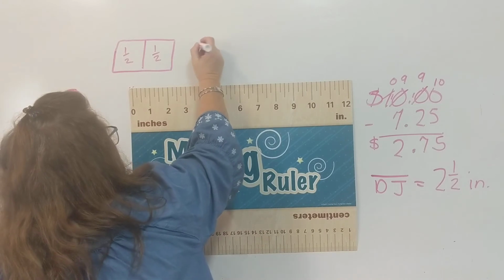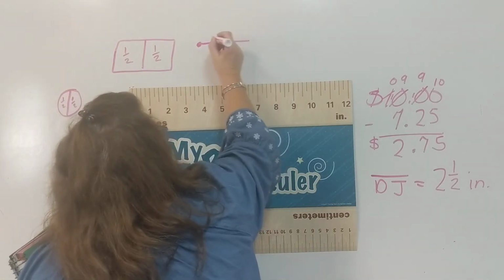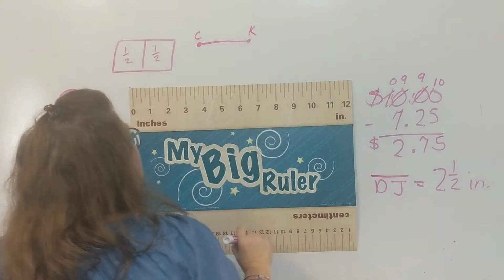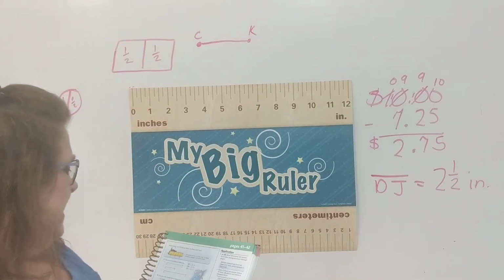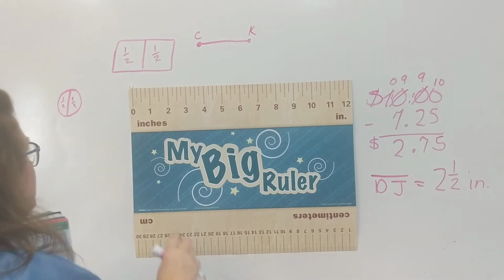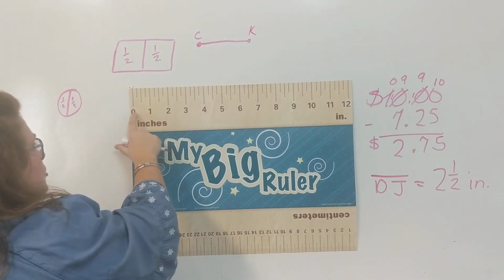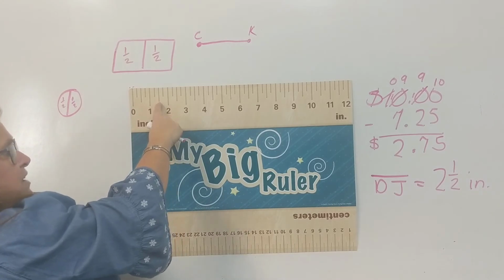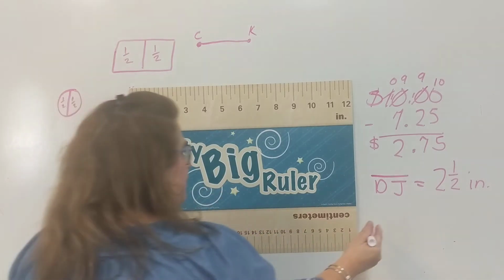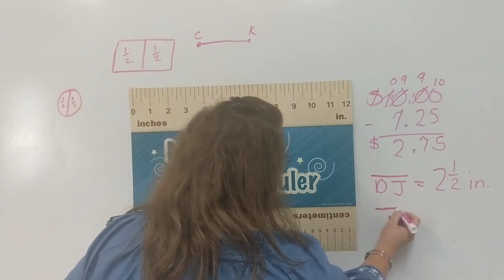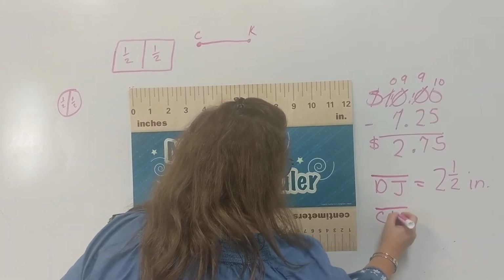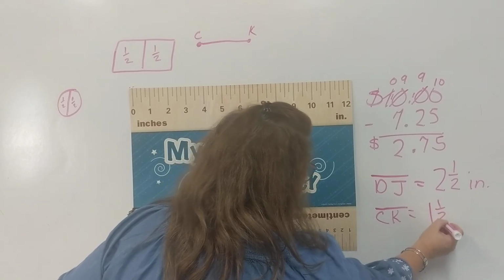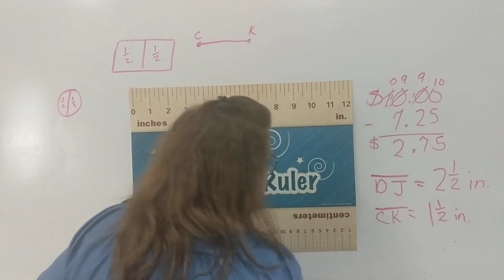Then if you notice, your next line is CK. All right? So if you measure CK on your ruler, it should come out to 1.5 inches. So if you go over here and you find where you're going to write your answer at, line CK equals 1.5 inches. Okay?